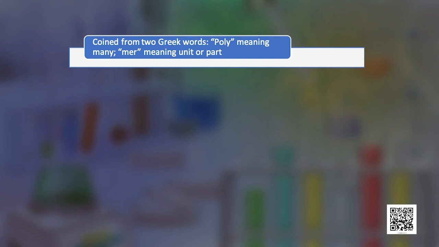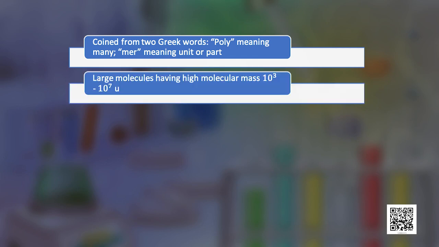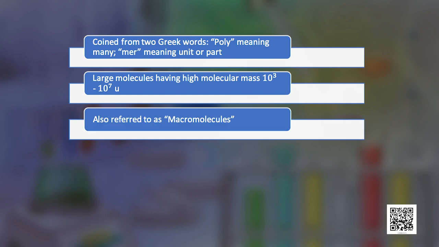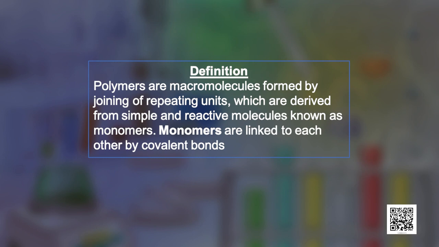We will begin with what a polymer is. The word polymer is coined from two Greek words. Poly means many and mer means unit or part. The term polymer is defined as very large molecules having high molecular mass. These are also referred to as macromolecules. Thus, polymers are macromolecules formed by joining of repeating structural units on a large scale.